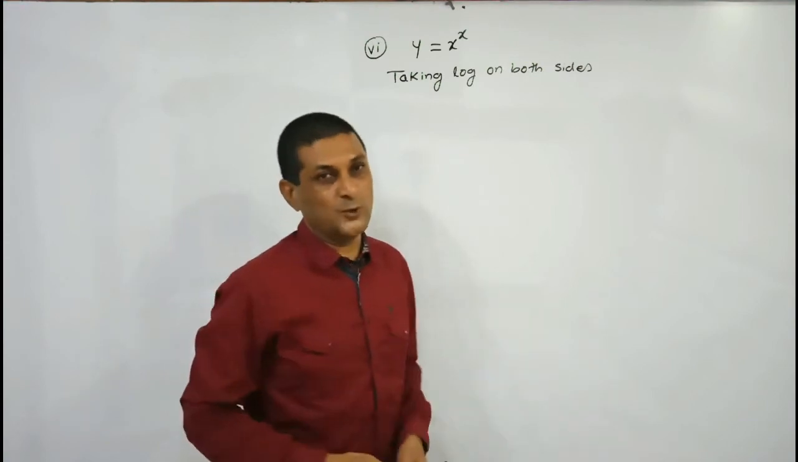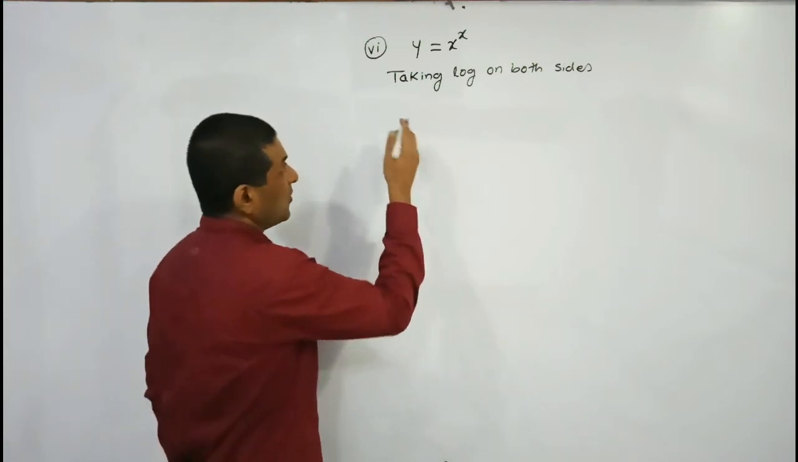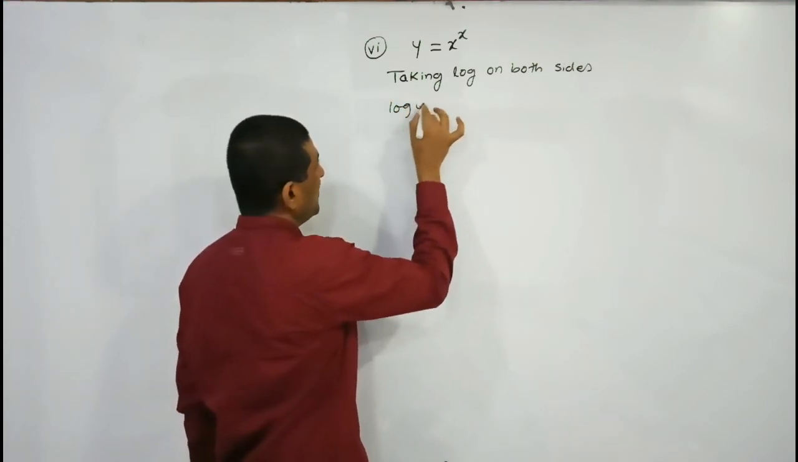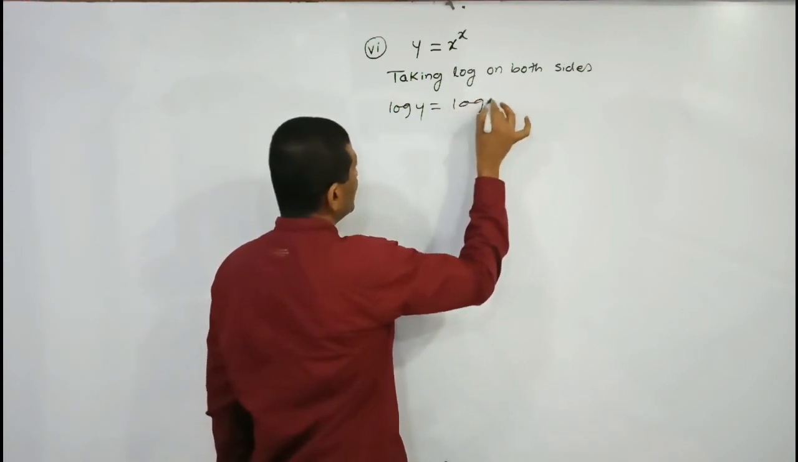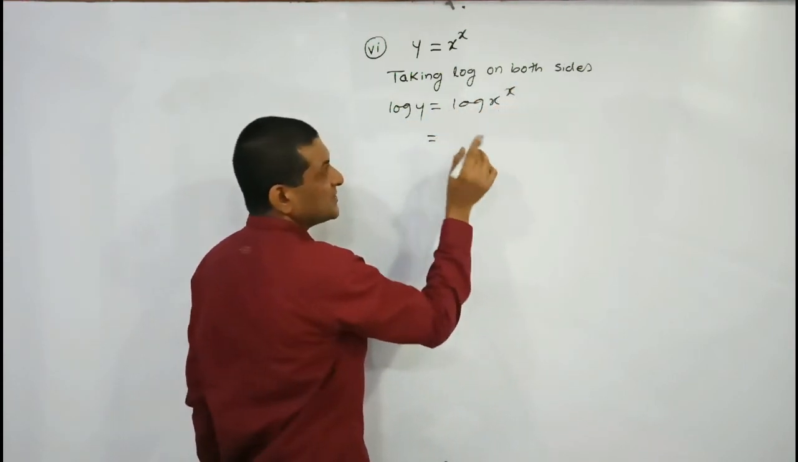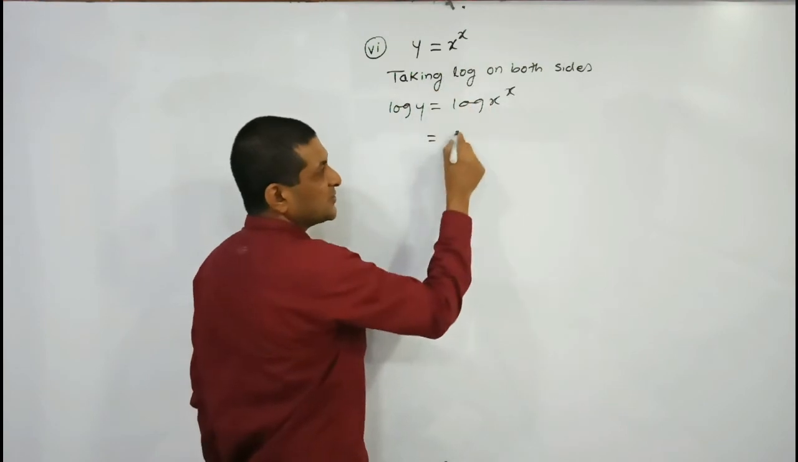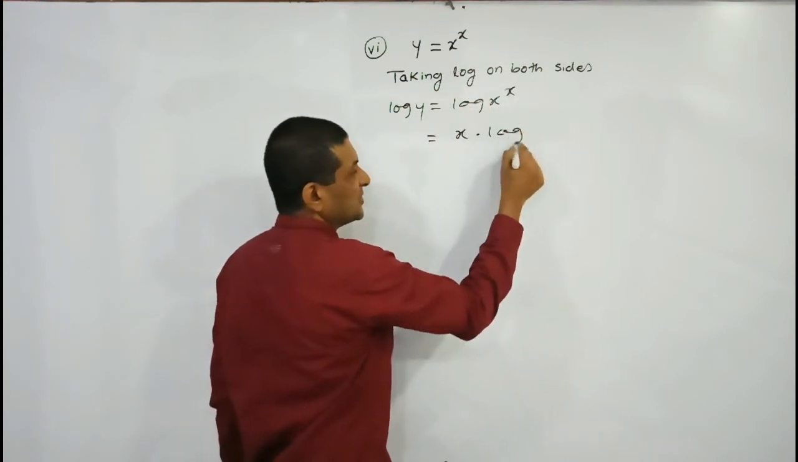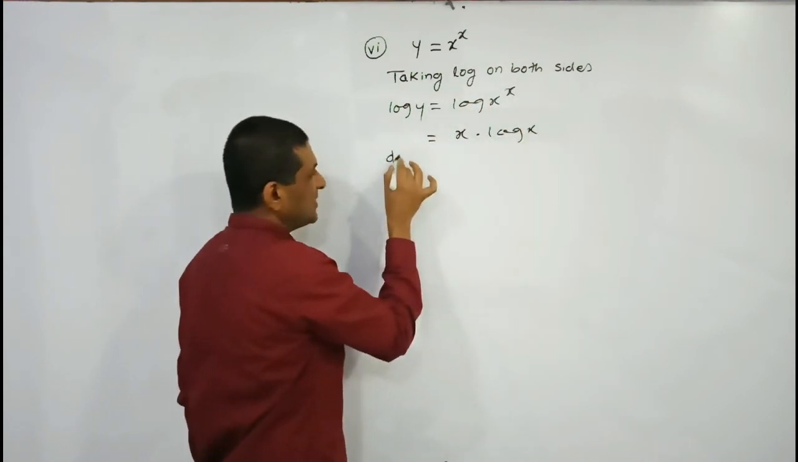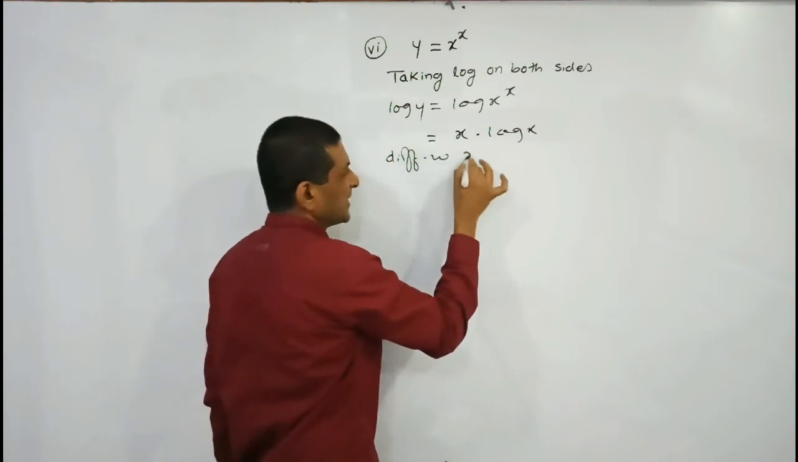Simply take log on both sides. So here also we are taking log on both sides. So log of y is equal to log of x raised to power x. On this side, according to the laws of logarithm, this power can be taken as a coefficient. So here we'll get x log x. Now we are differentiating it with respect to x.